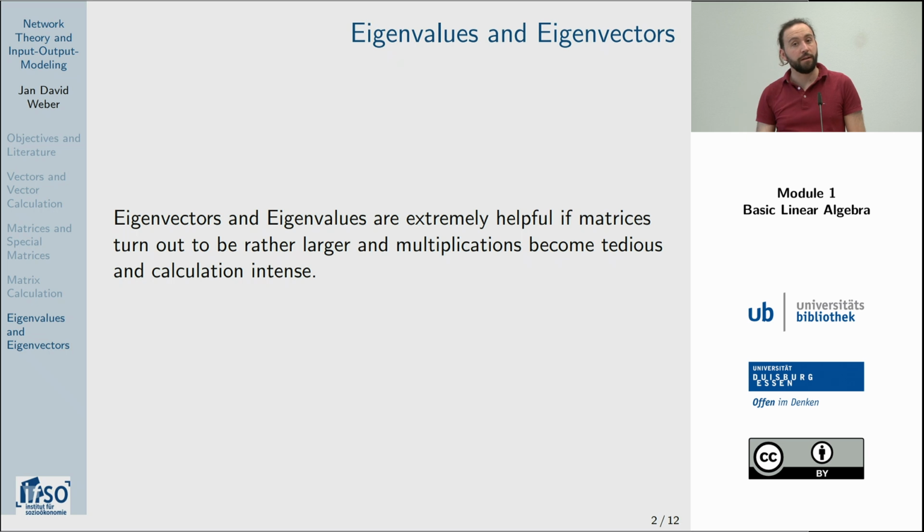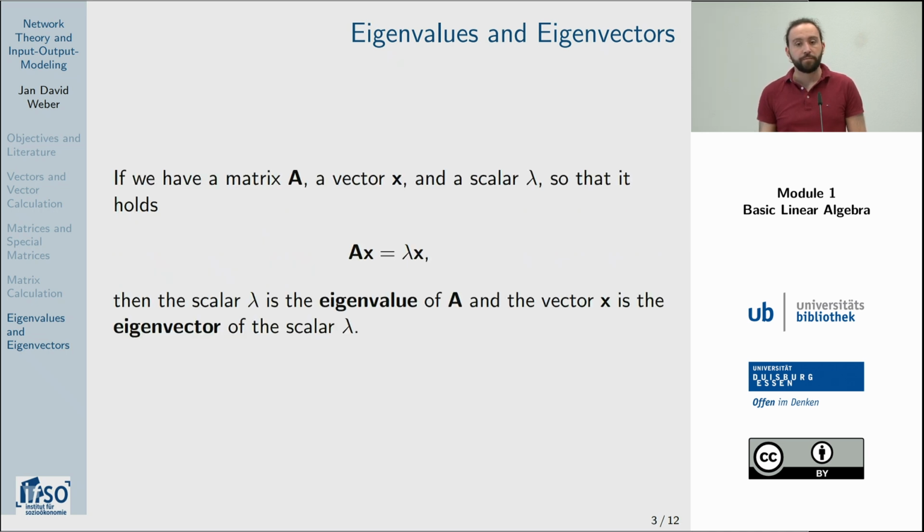because it turns out matrices can be extremely large and messy, and multiplications therefore can also be quite tedious and calculation intense. To avoid that, especially if you have to do calculations quite often, we can boil matrices down into eigenvalues and eigenvectors to make the calculation simpler.